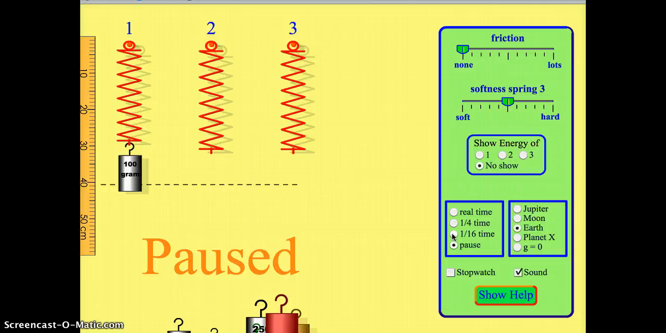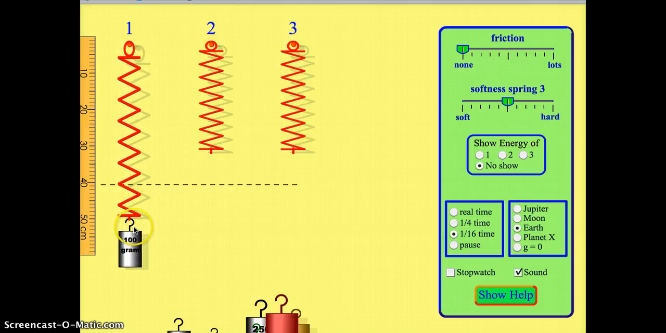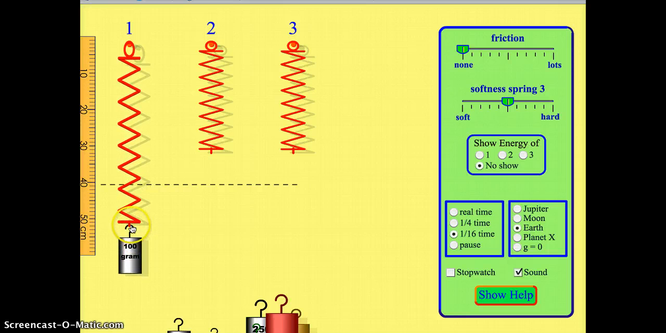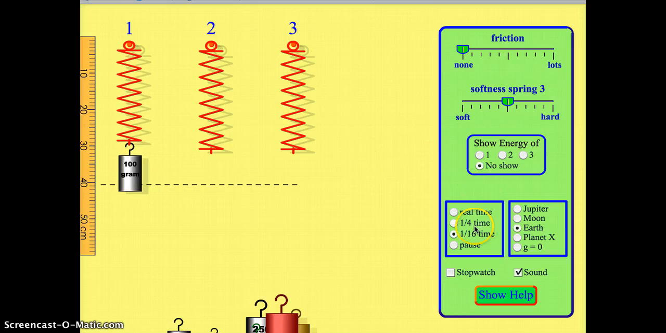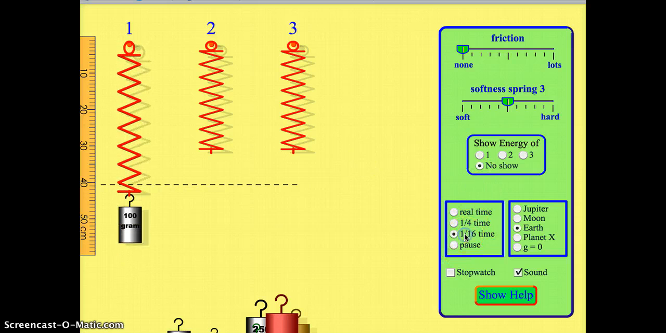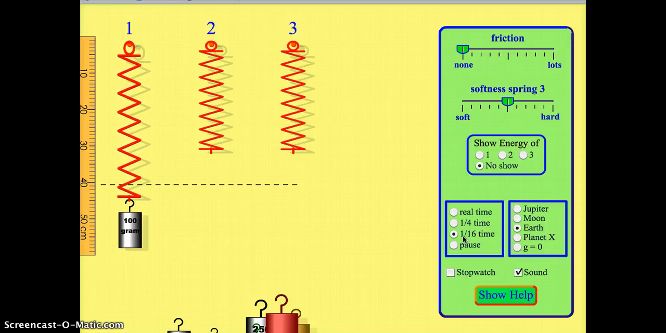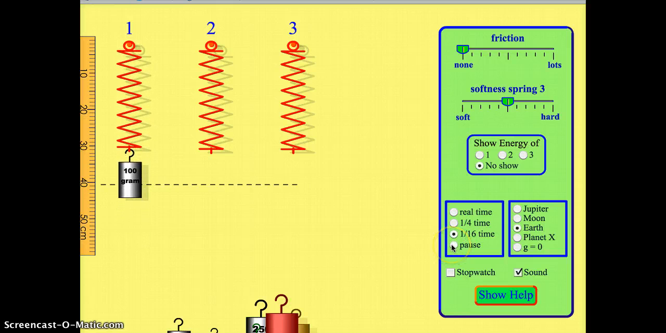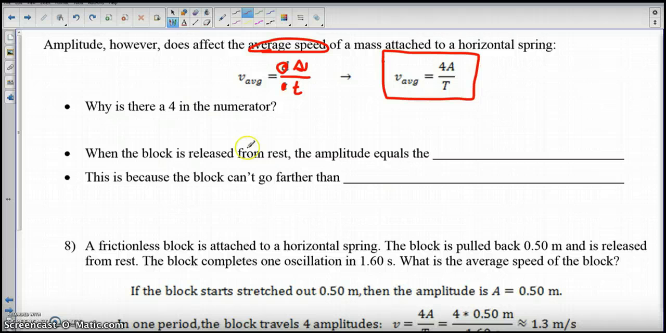1 cycle. It goes 1 amplitude down to the middle. Here's the second amplitude to the very bottom. Here's a third amplitude back to the middle, and a fourth amplitude back to where we started. So that's one full cycle, and we travel 4 amplitudes in one cycle. So that's where this equation comes from.